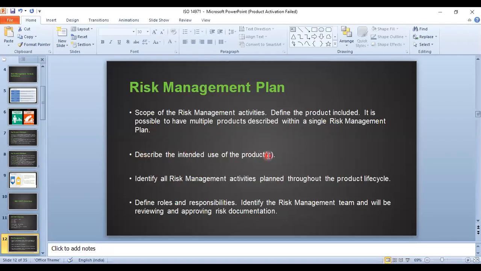Let us say I am writing a risk management plan for a thermometer, right? You can assume I am writing a risk management plan for a thermometer. So first we have to mention the intended use of the product. What is the meaning of intended use of the product? What do you understand? Intended use.